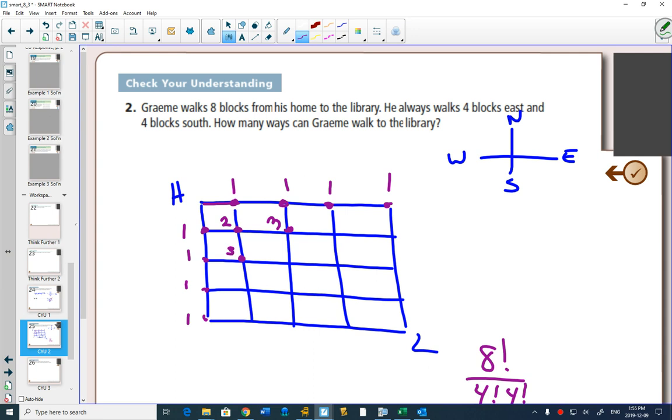And now I want to see if you can see a pattern, because I'm going to give you 3 more numbers, and then I'm going to ask you to see if you can find the pattern to figure out the rest. To get to this dot, there's 4 ways. This dot is also 4 ways. This dot is 6 ways.